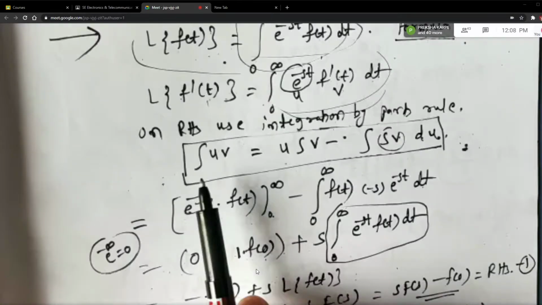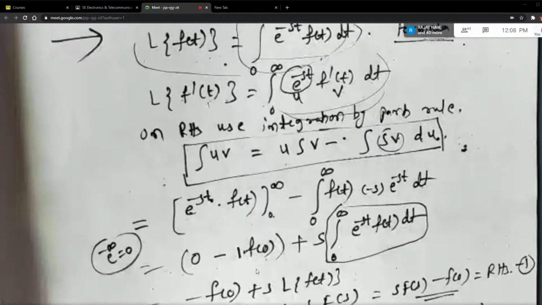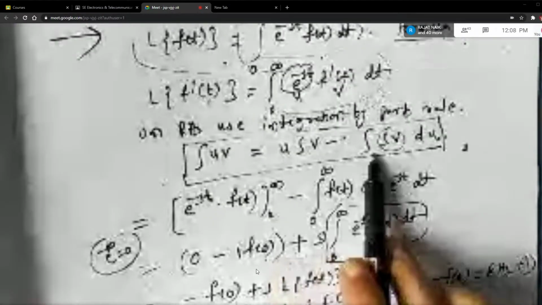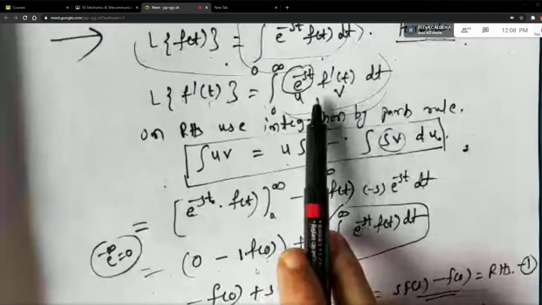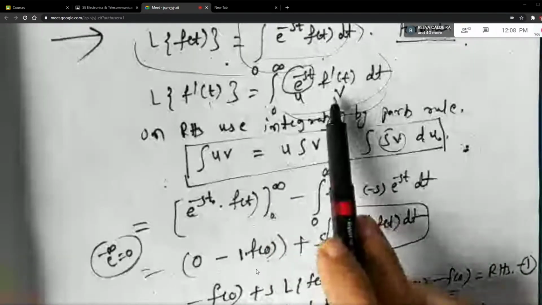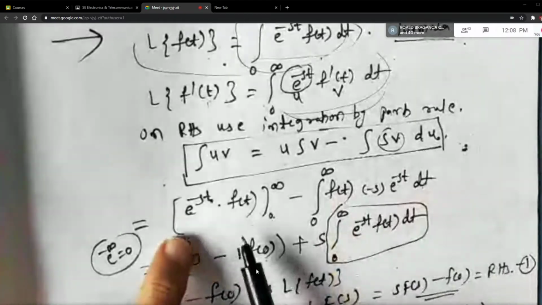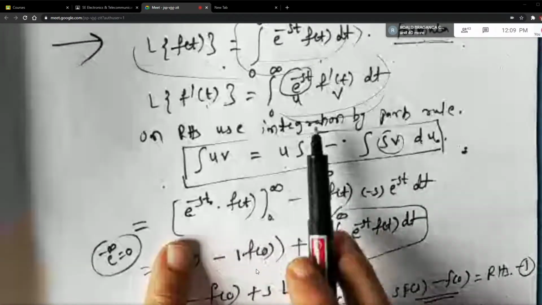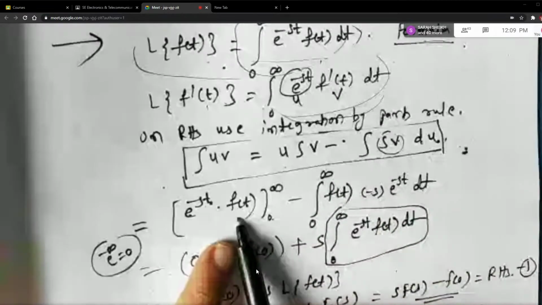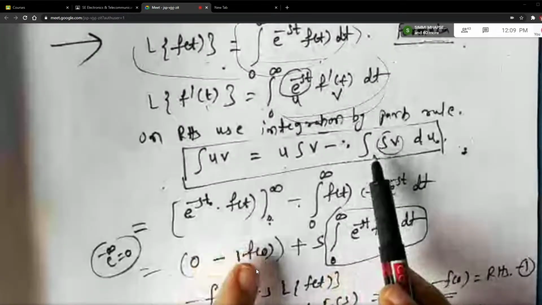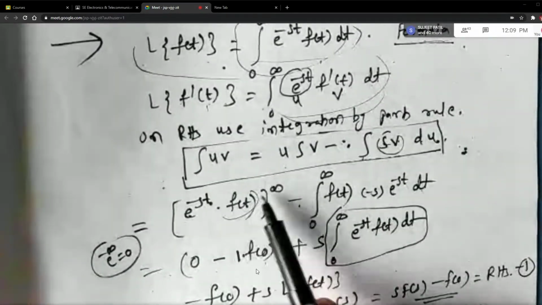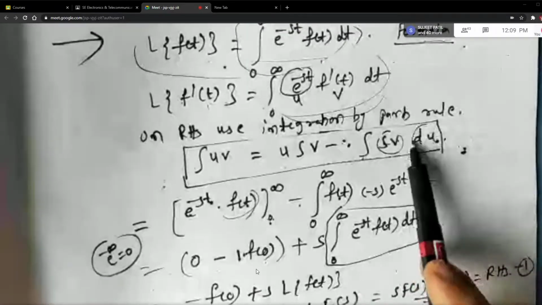Okay. So on the right hand side, we have to use the integration by parts rule. Integral of u into v is first function into integral of second function, minus integral of second function into derivative of first function. Here the first function is e raised to minus st, and the second function is f dash of t. Look here students, nothing I have done other than substitution. The integral of f dash of t will be f of t, with limits 0 to infinity, minus the second term, which is the integral of f of t into the derivative of the first function.